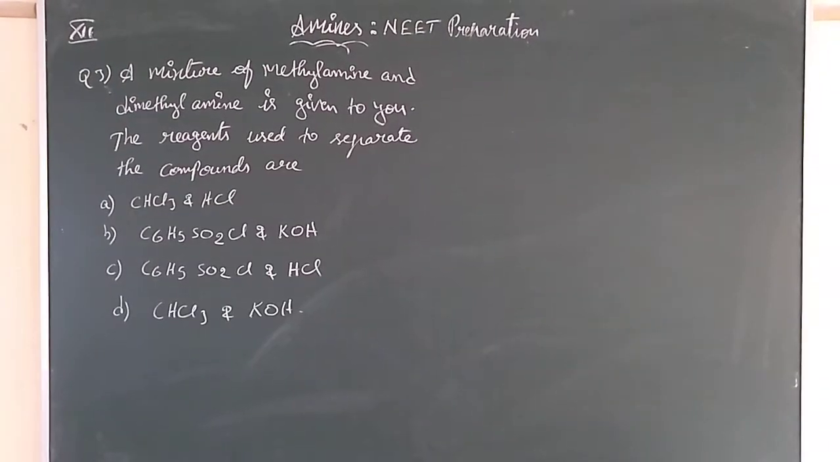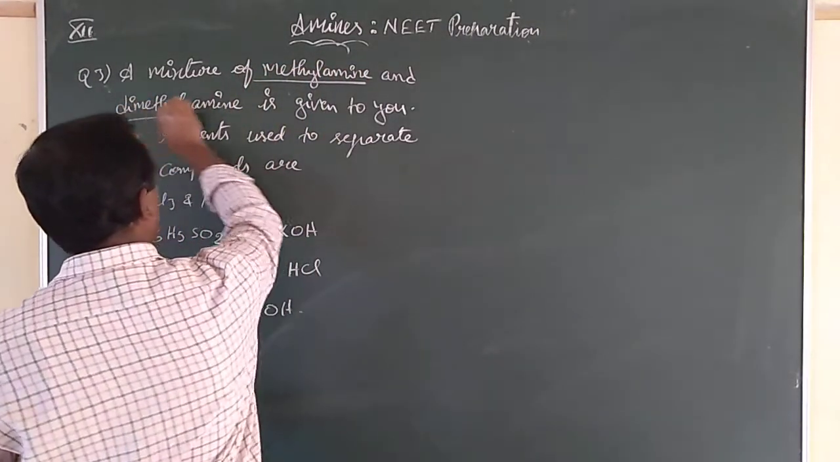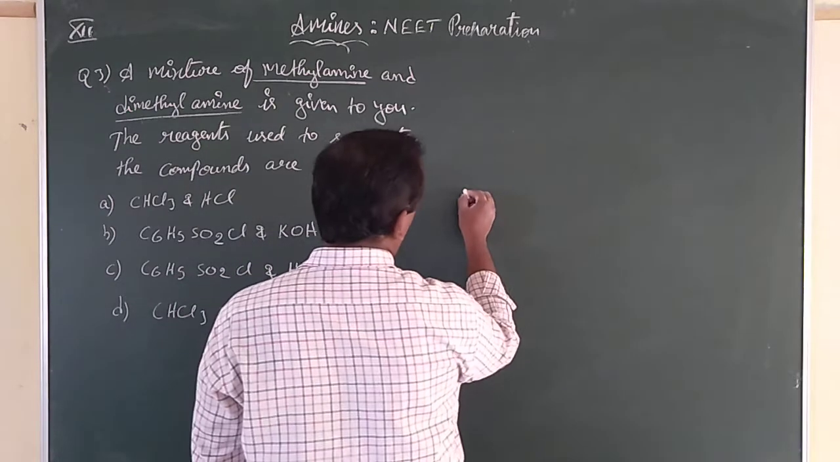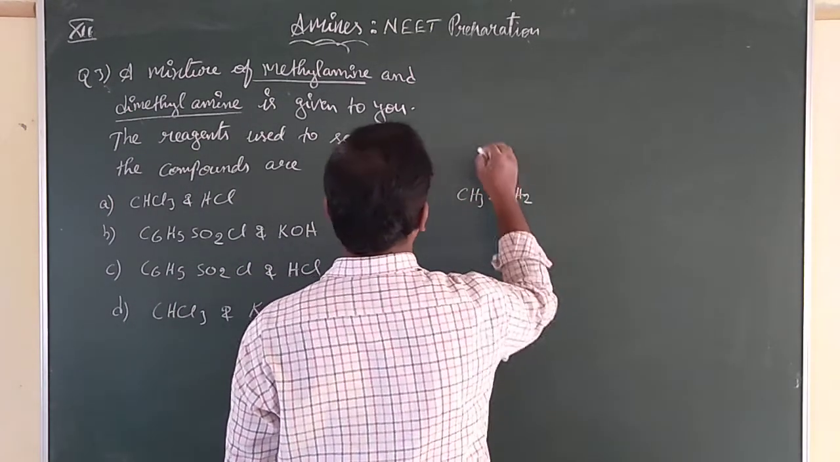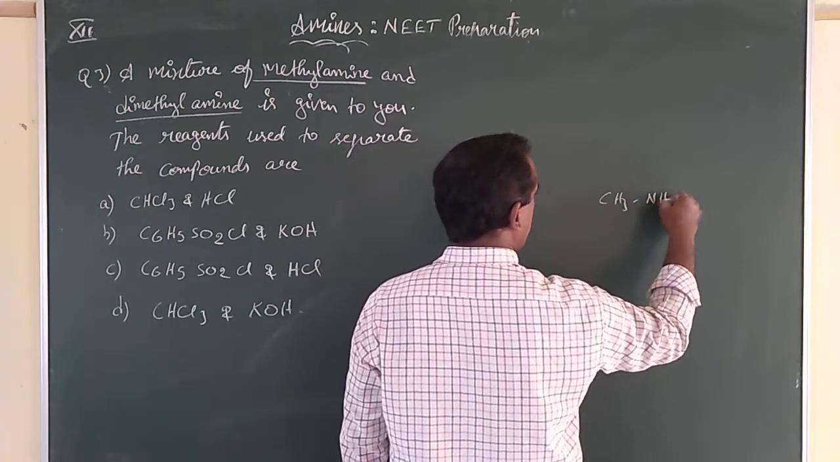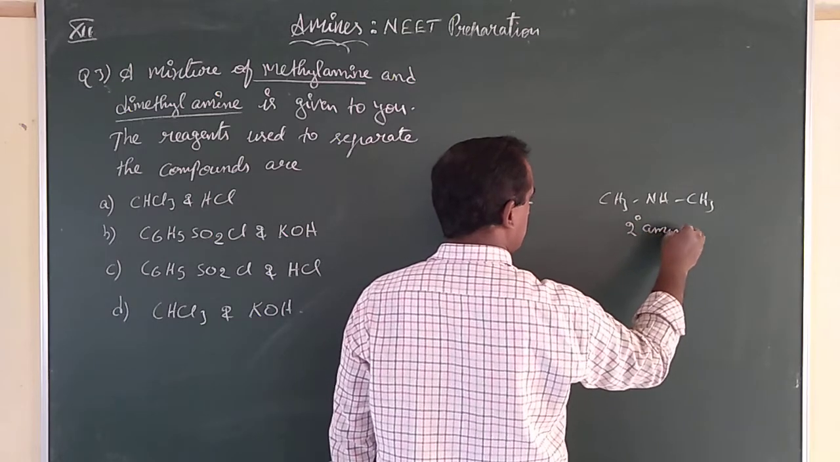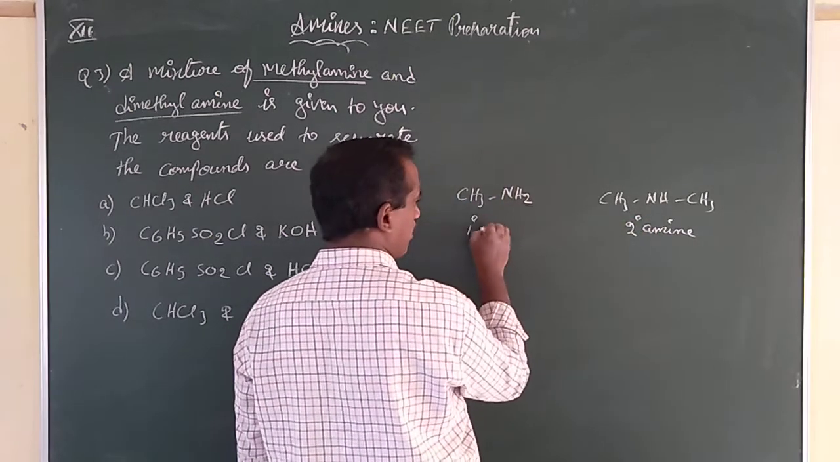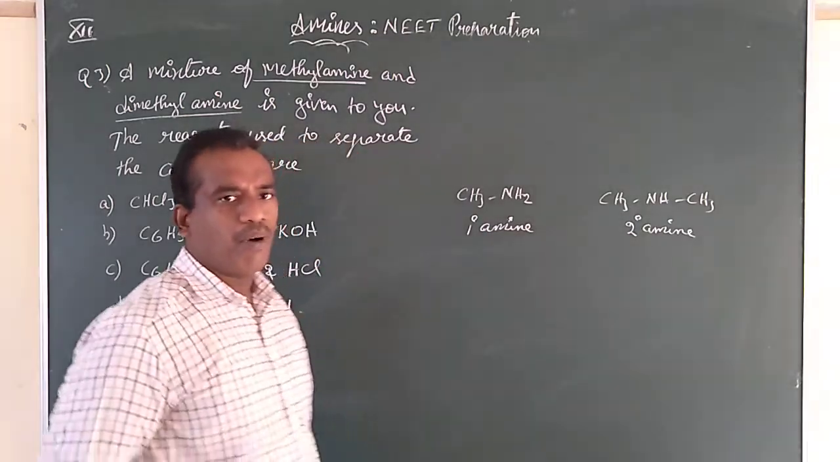See one more simple question, children. A mixture of methylamine and dimethylamine. What is the formula of methylamine? CH3NH2. What is the formula of dimethylamine? CH3NHCH3. This is the secondary amine, and this is a primary amine. This will be the main points to be studied.